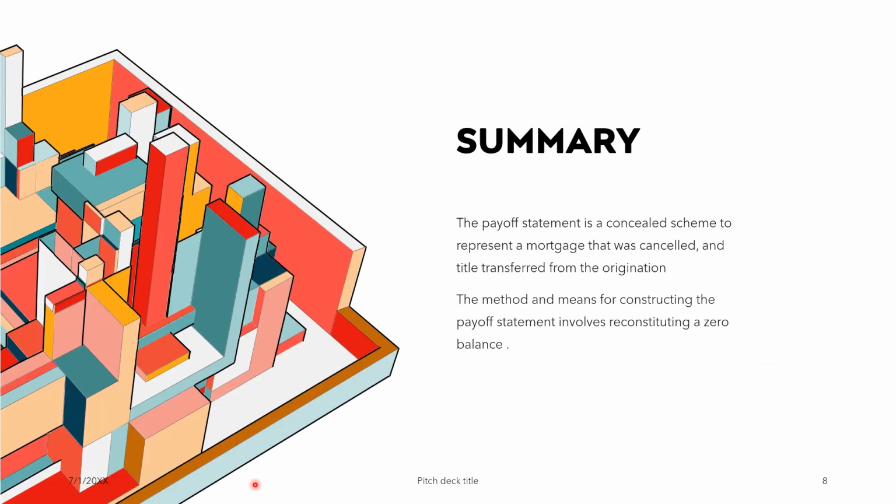So to summarize what we're talking about here, the payoff statement is a concealed scheme to represent a mortgage that was canceled and the title transferred from the origination. You lost title at the origination, and the debt was canceled, which is going to result in a 1099 to you because it's treated as ordinary income, subject to a 30% withholding rate. It's not a mortgage. The mortgage was canceled, and basically they scheduled the disposition of the asset, the whole loan file, as shares at the time of the origination, which means you never had a chance.